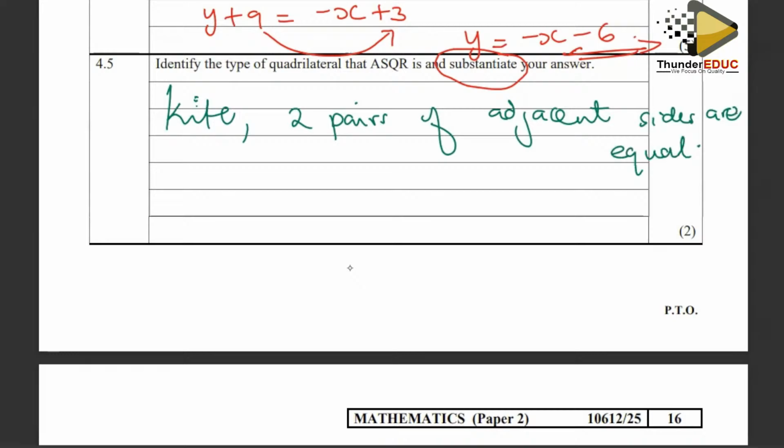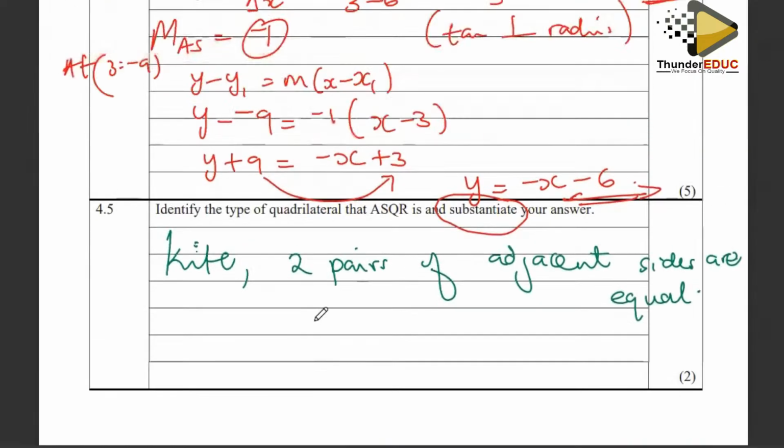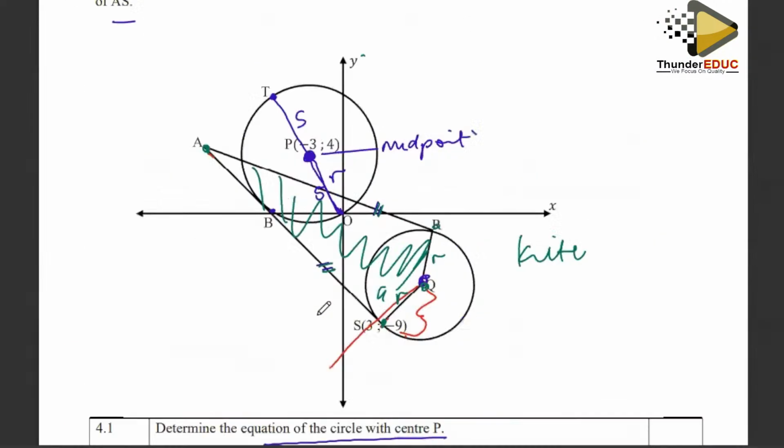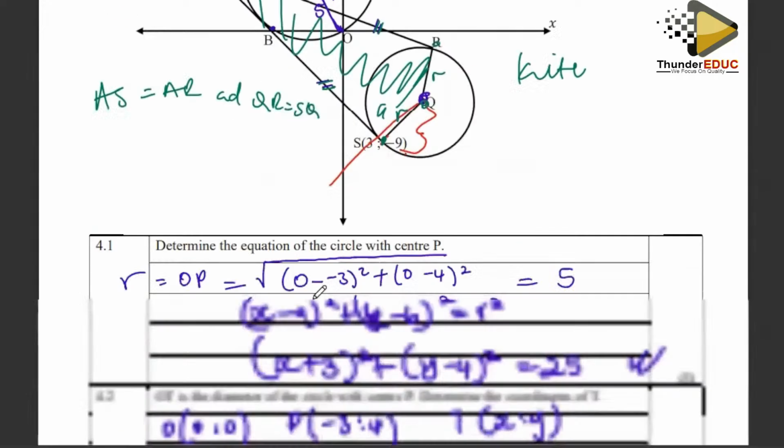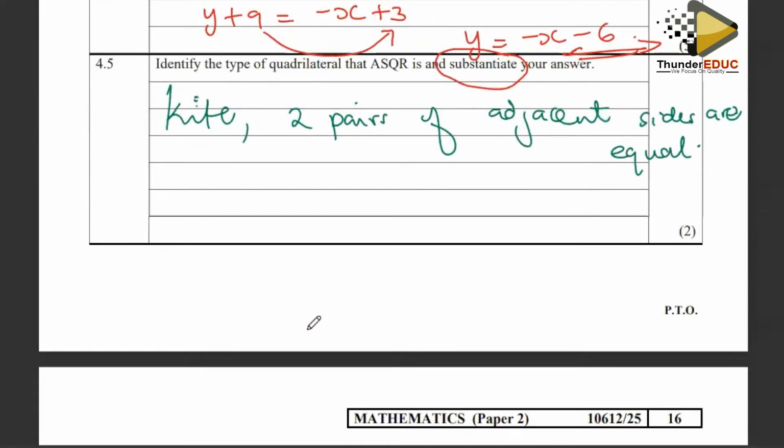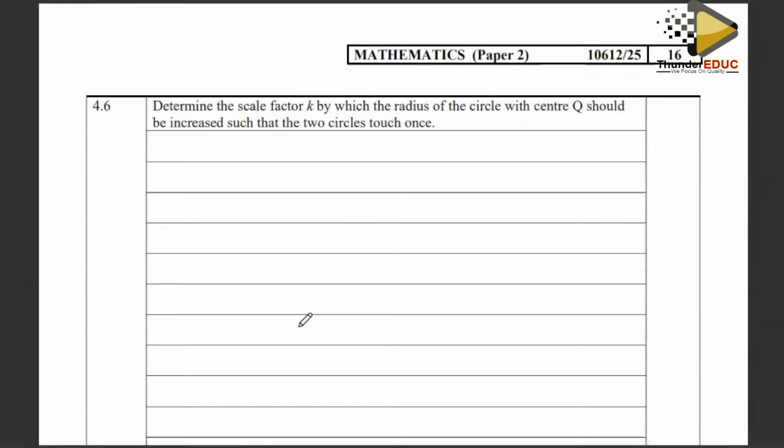Okay, in other words, if you don't want to say that, then you can give the sides themselves. Someone would say AS is equal to AR, and then QR is equal to SQ. It's fine, no problem. All right, so that is 4.5, and then 4.6, determine the scale factor.